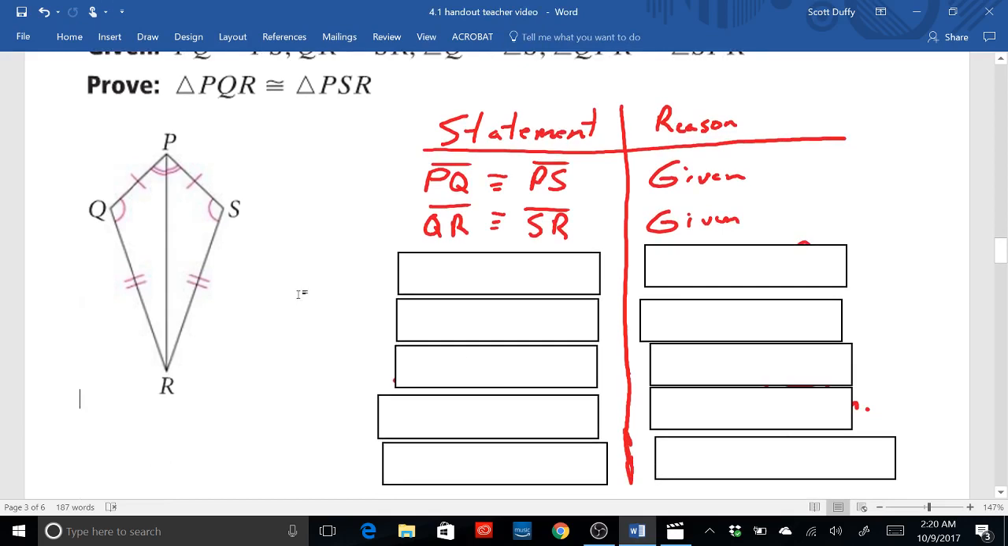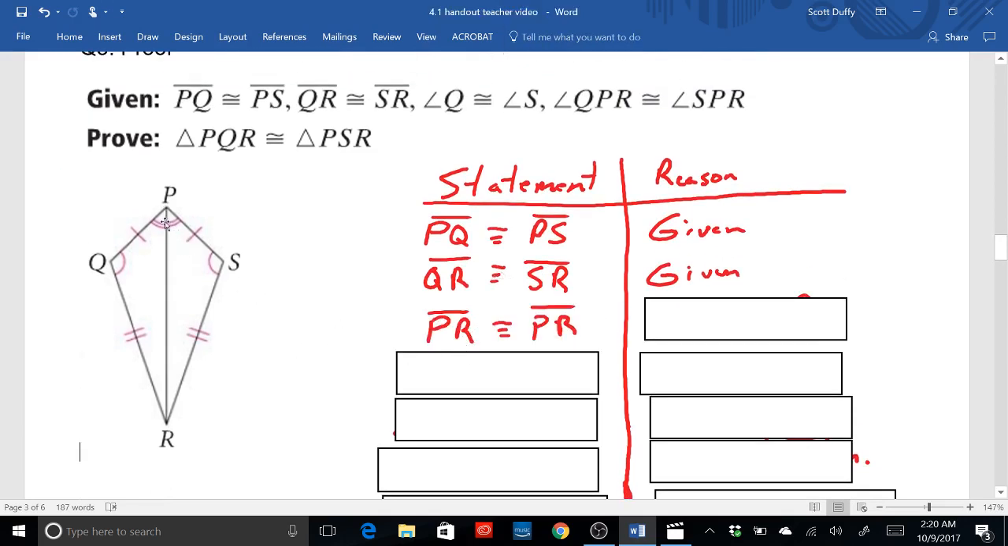Easy. Then the last thing I know is that PR is equal to PR. It's one side that's shared by both triangles. Now, if I have anything equal to itself, I know that's because of the reflexive property. That's when we use this.